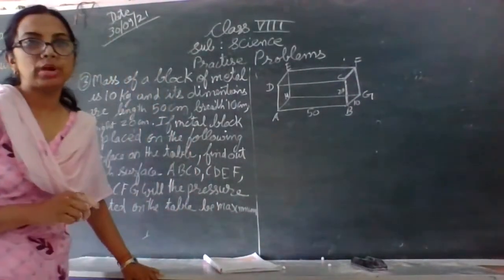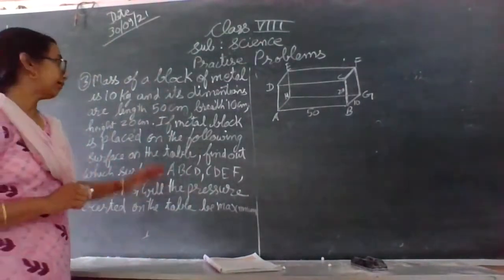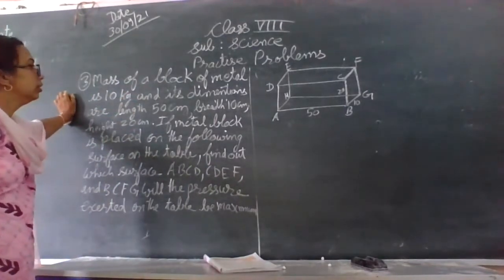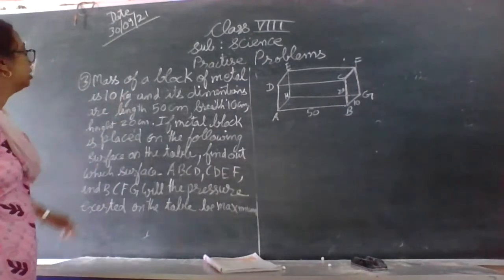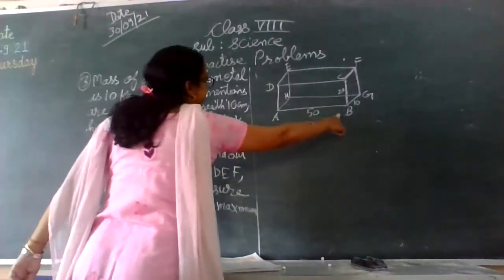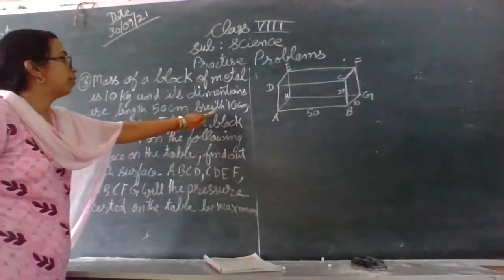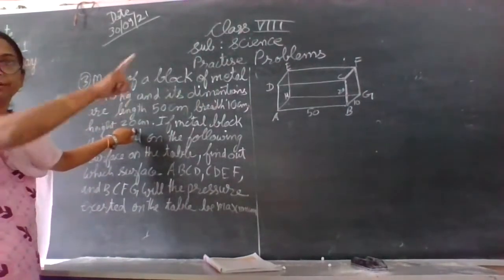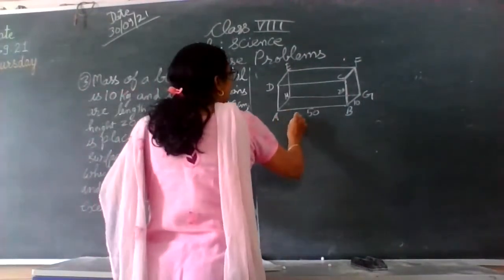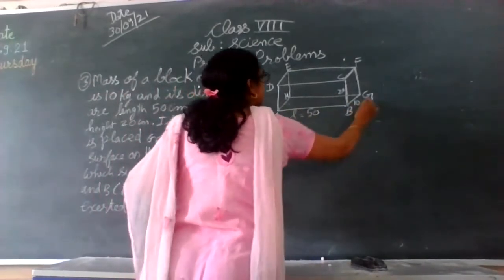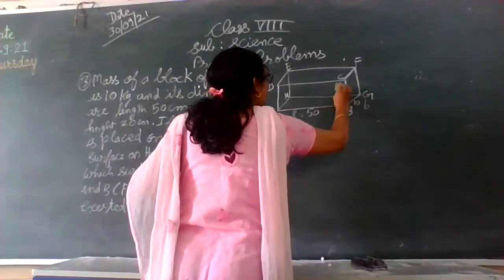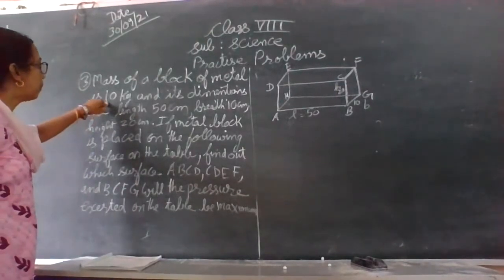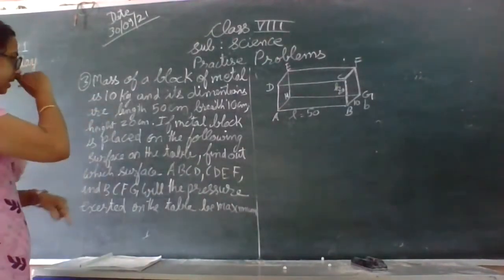So the next problem that we are going to consider today is, you can read here. The mass of a block of metal is 10 kg and its dimensions are: you can see the figure, length is 50 centimeter, breadth is 10 centimeter and height is 20 centimeter. You can see here length, breadth, and this is the height of this box. Its mass is 10 kg, that is given.